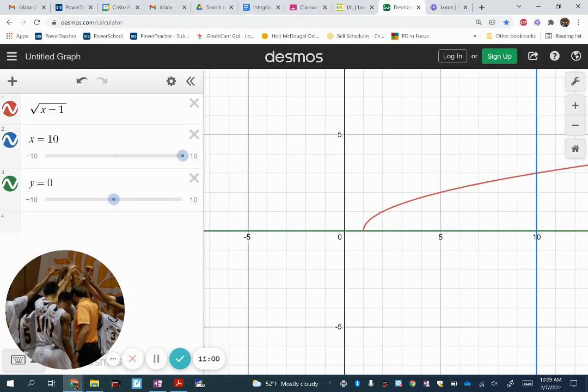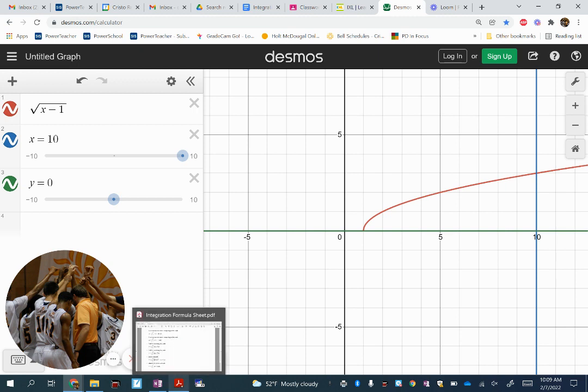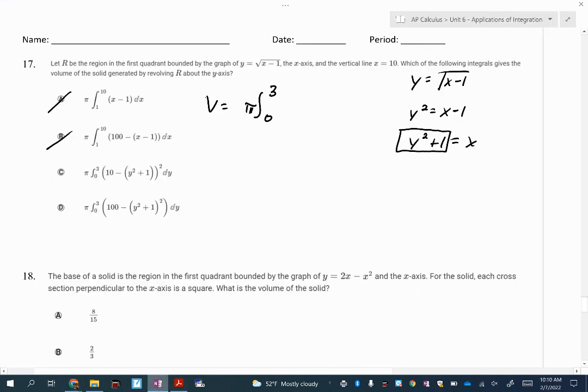If you look at our sketch, the one on the right is actually our vertical line, x equals 10. So we have 10 squared minus y squared plus 1 squared, and then all of that times dy. When you do 10 squared, you get 100. And when you square y squared plus 1, you just write it as y squared plus 1 squared times dy. So that's why 17 is D.